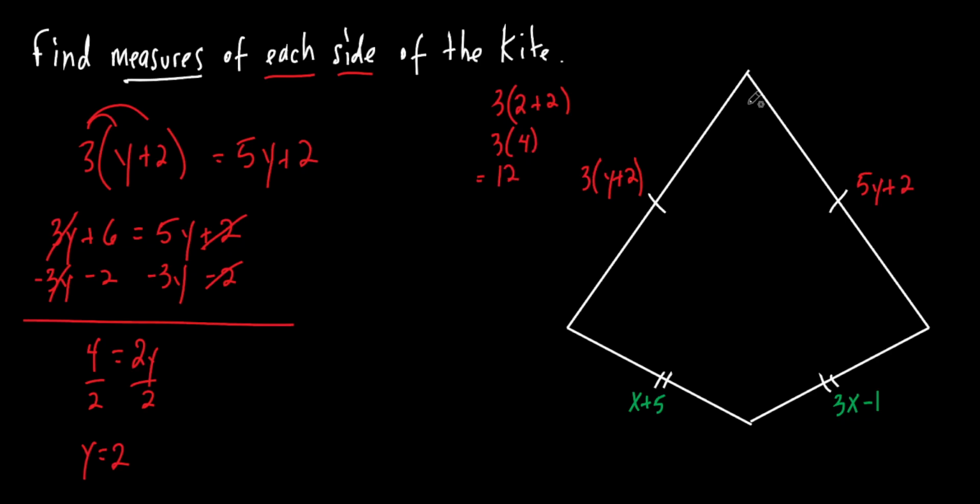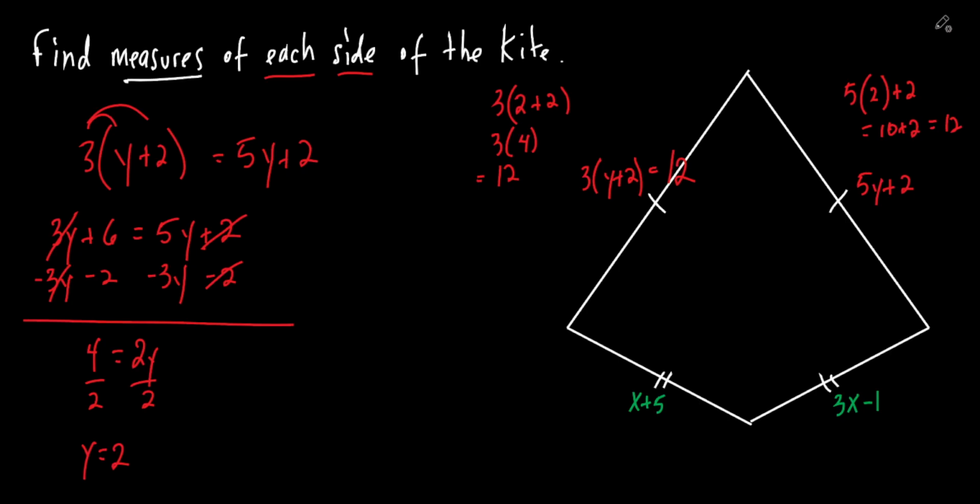So this length right here is how much? It's 12. What's this length then? Without doing any math whatsoever, this is also 12. Let's just see if it is by putting in the 2. Okay, 5 times what? 2 plus 2 is 10 plus 2, which is 12. Exactly what it should have been.